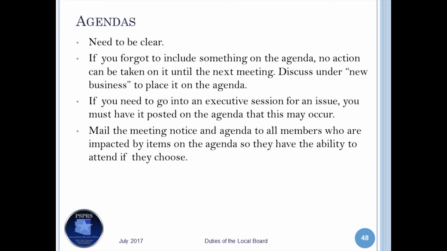The agendas need to be clear. If you forgot to put something on the agenda, do not take any action because you cannot do that. It has to be discussed in new business and placed on the next agenda. If you need to go into executive session for an issue, you must have it posted on the agenda before it occurs. You must mail the meeting notice and the agenda to all members who are impacted so they have the ability to attend the meeting if they choose to do so. The member has rights to come to that meeting, okay?